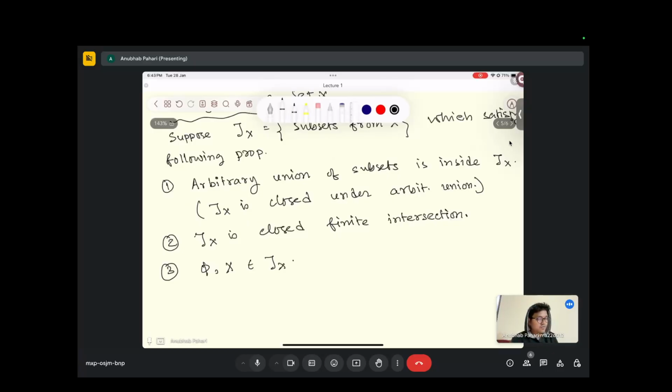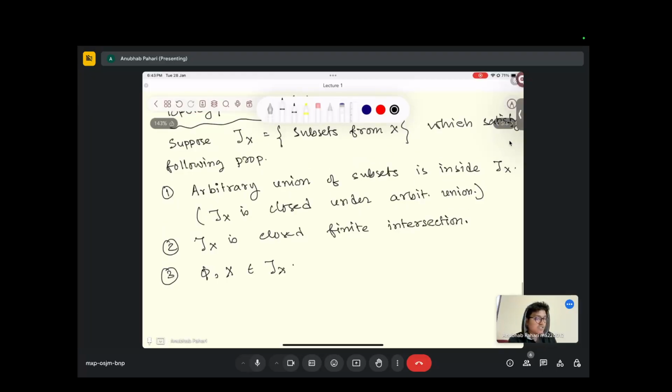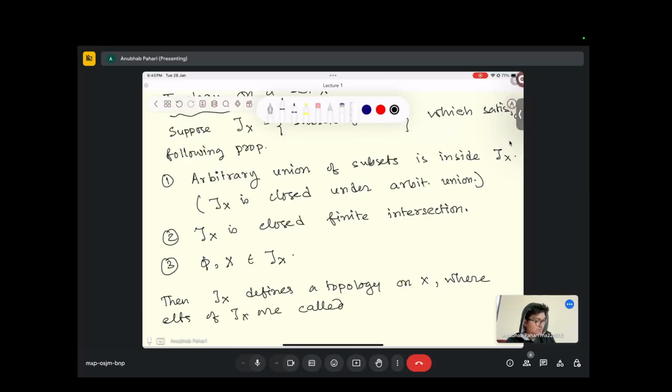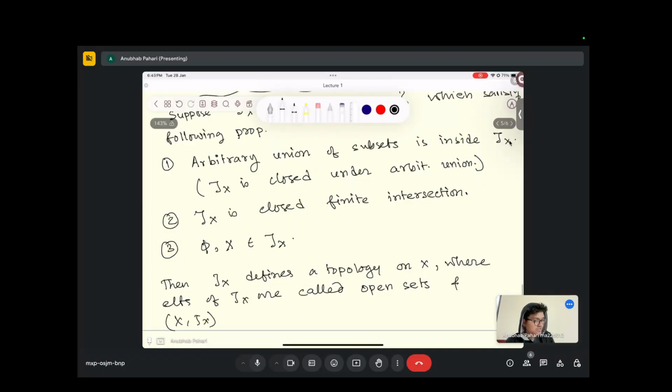Now what do we mean by closed under finite intersection? If we take any finite collection of subsets, then their intersection should be inside tau X. If tau X satisfies all these three properties, then tau X defines a topology on X, where elements of tau X are called open sets, and (X, tau X) is a topological space.